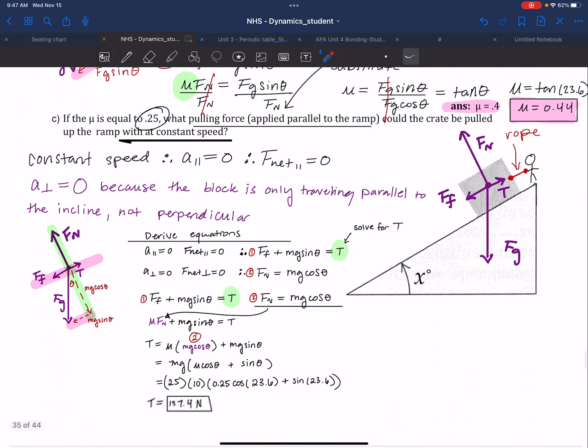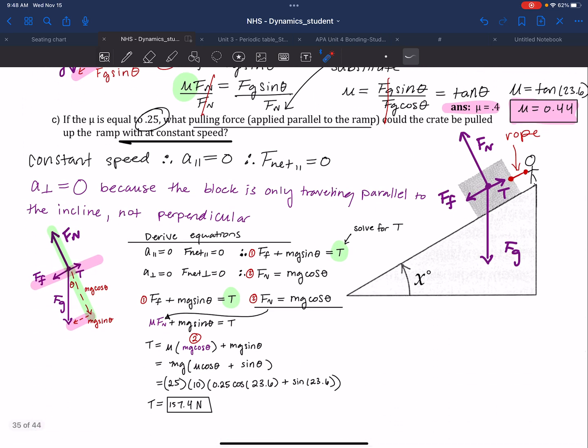angle. Okay. All right. If the mu is equal to 0.25, what pulling force could the crate be pulled up the ramp at with a constant speed? So here's my little dude over here. He has a little rope, and this rope provides tension. We also know that there is friction. However, friction is going to be going opposite the direction of motion. The direction of motion is going to go up the ramp. So that means friction is going to go opposite that.